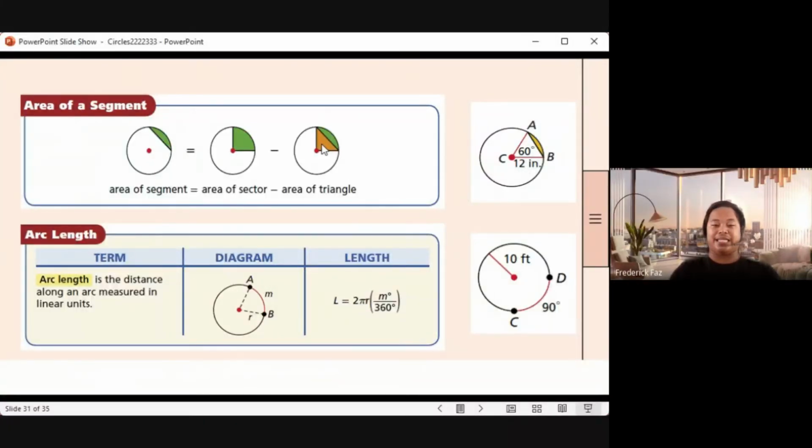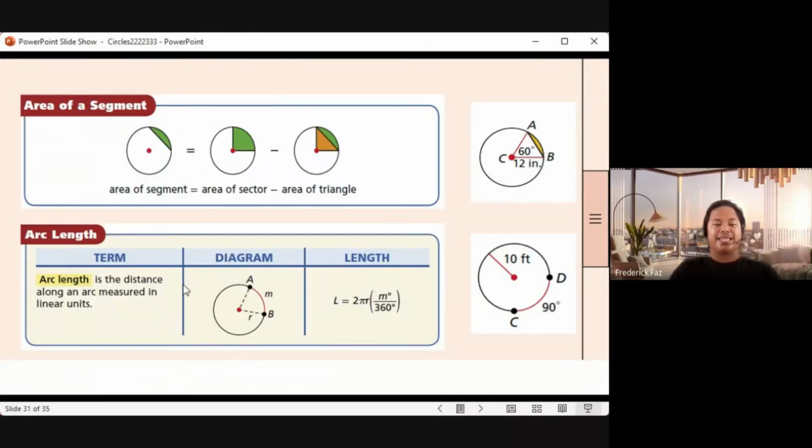ang area ng triangle dito is 1/2 r squared po, since equal naman po yung radius. Kasi nga, di ba po, ang area ng triangle is 1/2 base times height. Since r po siya, kaya siya ay naging 1/2 r squared. Then, you can try to solve for the area of the segment given the figure here.